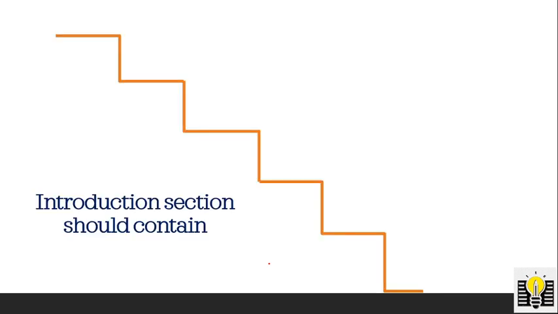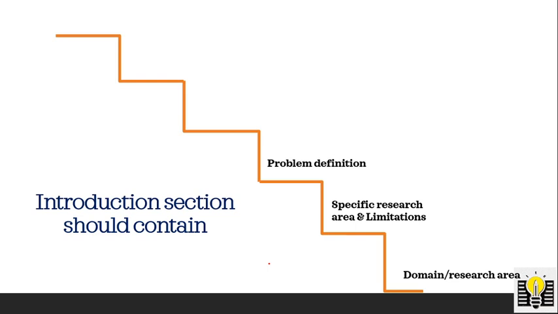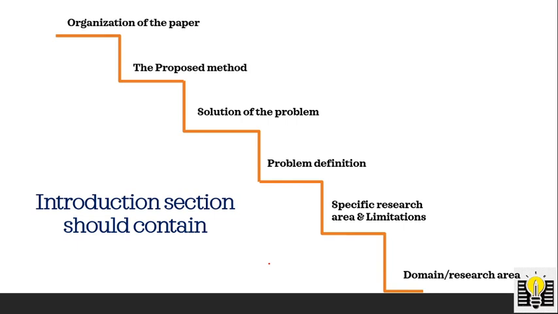Here I can say there are a few steps. What should the introduction section contain? Initially we need to include an introduction of a domain or research area, and then we go with the specific research area and its limitations. We have to give the introduction about the specific research area and their limitations also, and then we have to introduce our problem definition. Based on the problem definition, we have to give the solution of the problem also. Then we have to introduce the proposed system or the scheme of the system also. Finally, we need to include the paragraph of organization of the paper.